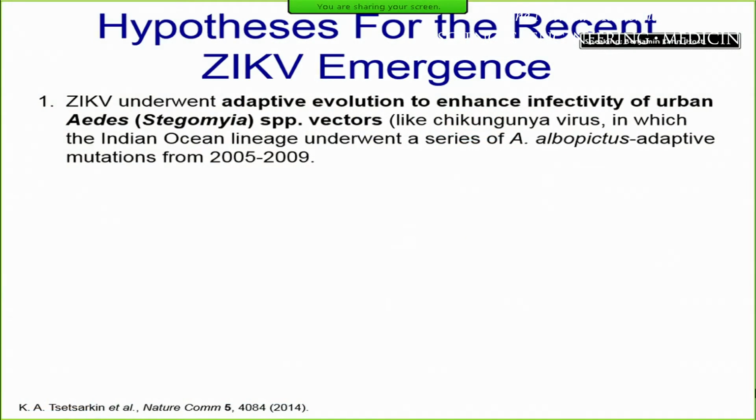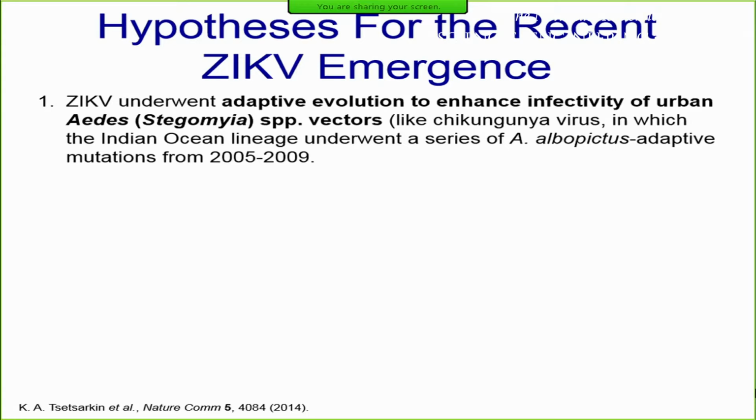So why did the sudden Zika emergence occur during the past few years? I'm just going to present a few hypotheses that, in my view, are some of the leading ones. There are certainly others. This is not an exclusive list. One is that Zika virus underwent some sort of adaptive evolution to enhance its infectivity of these Aedes stegomyia mosquitoes that are transmitting in all of these recent outbreaks.